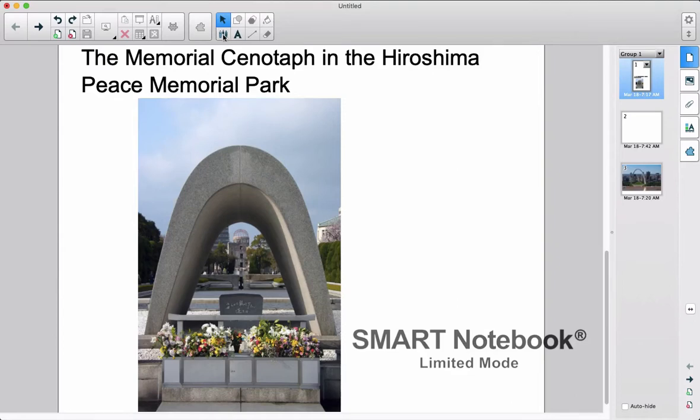Today we're going to be modeling this memorial in Hiroshima Peace Memorial Park using a quadratic equation. Okay, so we can look here. This looks like a parabola shape. But we're going to model the outside of the shape, which I have the dimensions for. According to my online sources, the height is 3.7 meters and the width is 4.4 meters.